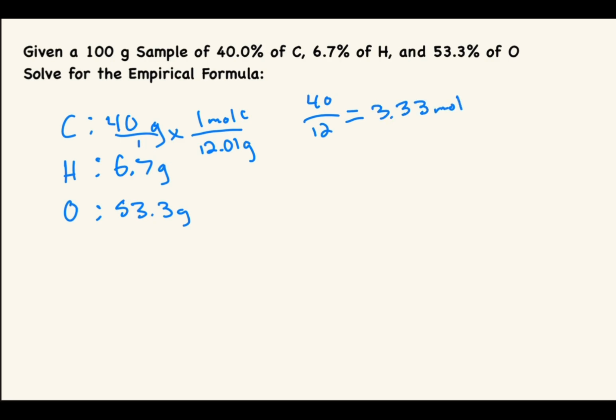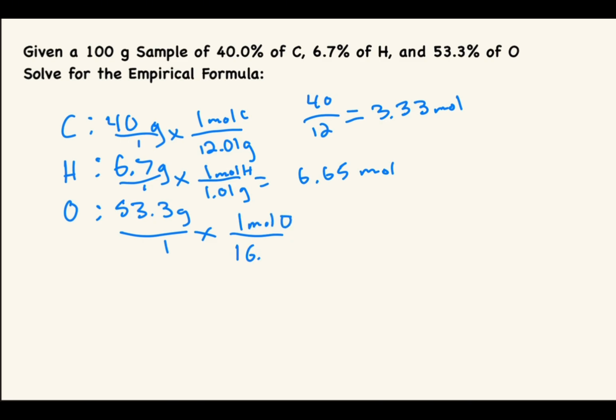And then for hydrogen, we're going to put this over 1, multiply it, and we know that hydrogen has a molar mass of 1.01, so that's going to go on the bottom, and 1 mole of hydrogen on top. And from there, we will get 6.65 moles. And then for oxygen, we're going to set that over 1 as well, and multiply by the molar mass again, which is 1 mole of oxygen over 16.0 grams, which gives us a total of 3.33 moles.